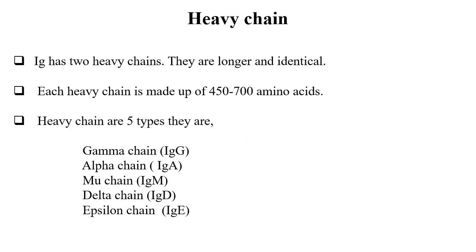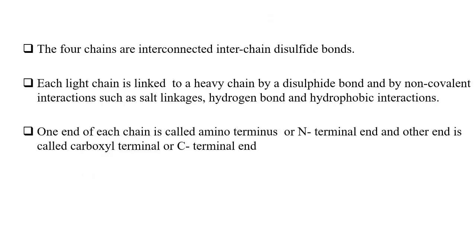Heavy chain. It has two heavy chains. They are longer and identical. Each heavy chain is made up of 450 to 700 amino acids. Heavy chains are of five types: gamma chain, alpha chain, mu chain, delta chain, and epsilon chain.